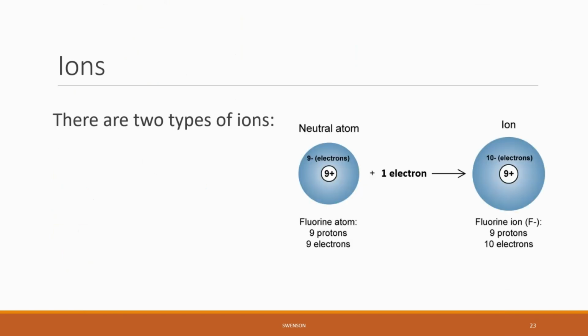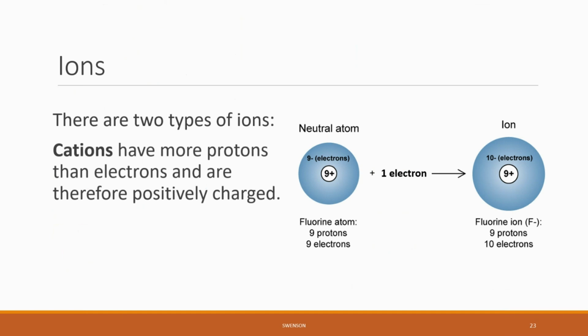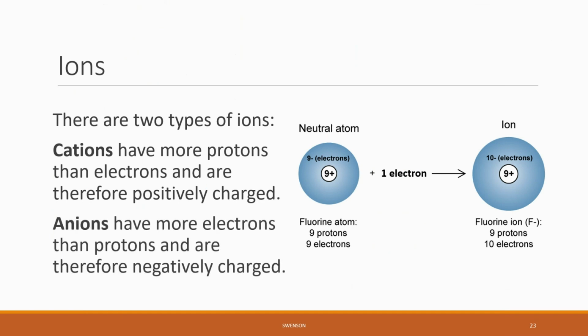There are 2 types of ions: cations, which have more protons than electrons and are therefore positively charged, and anions, which have more electrons than protons and are therefore negatively charged. Taking a look at the ion on the right side of the screen, can you determine if this is a cation or anion? The answer is that this is an anion because the protons are outnumbered by the electrons by 1, and electrons have a negative charge, making it an anion.